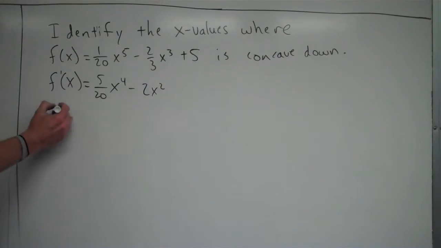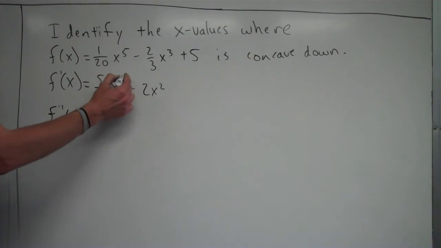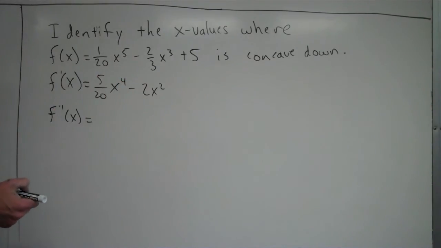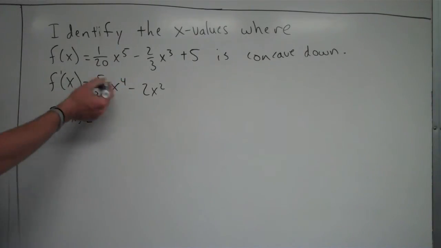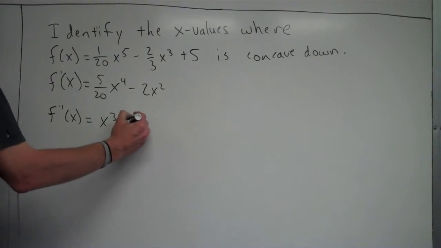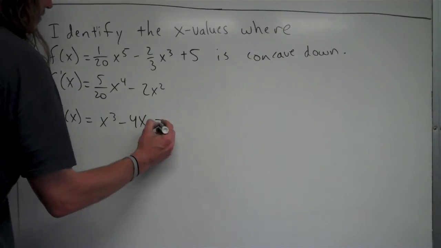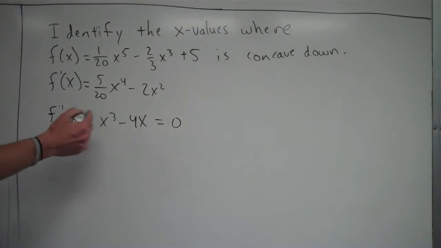So I need to take the second derivative, so let's take another derivative here. Bring 4 down in front. When I multiply the 4 times the 5, it's going to be 20, so 20 over 20 will just be 1, so it'll just be x to the third minus, and then 4x when I take the derivative of that. Alright, so in order to make a sign chart, I need to see where the second derivative is equal to 0. So I'm going to do some factoring here.